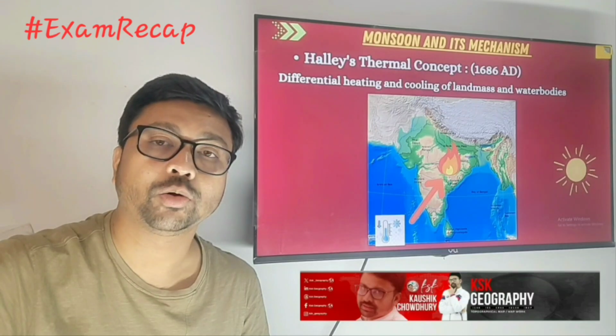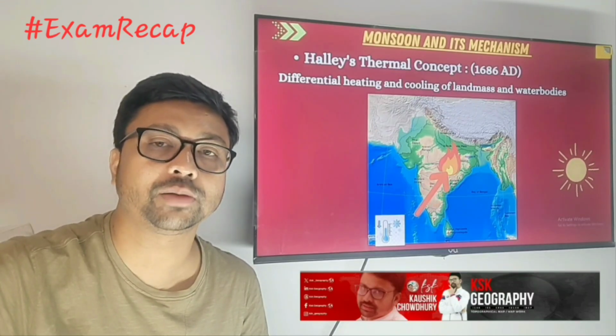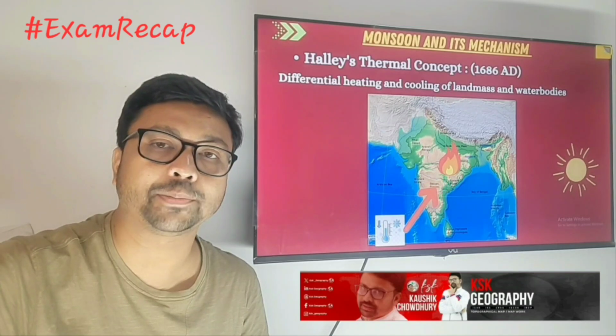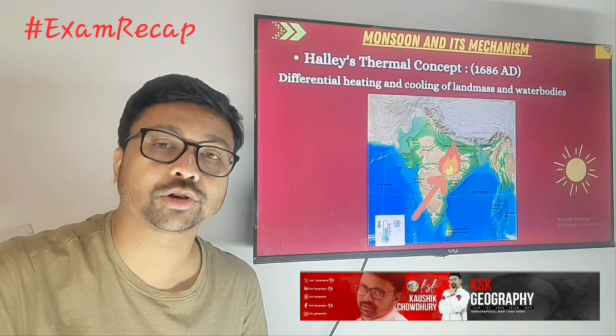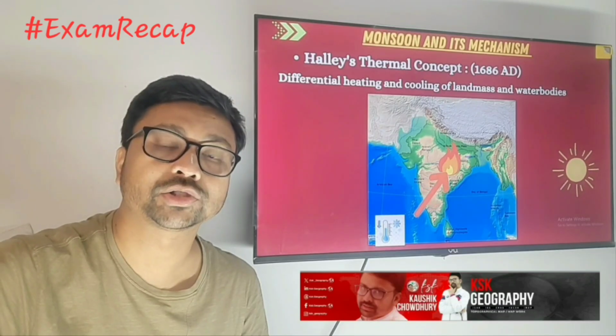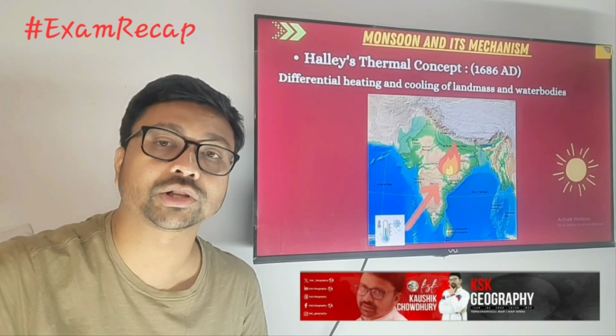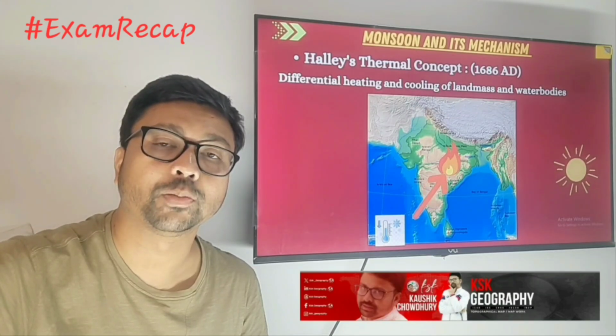On the other hand, water bodies receive the temperature slowly, so there will be low temperature and high pressure. And wind always blows from high pressure to low pressure. So during summer, wind blows from the southwest direction toward the northeast direction, and that's why it is called the southwest monsoon.